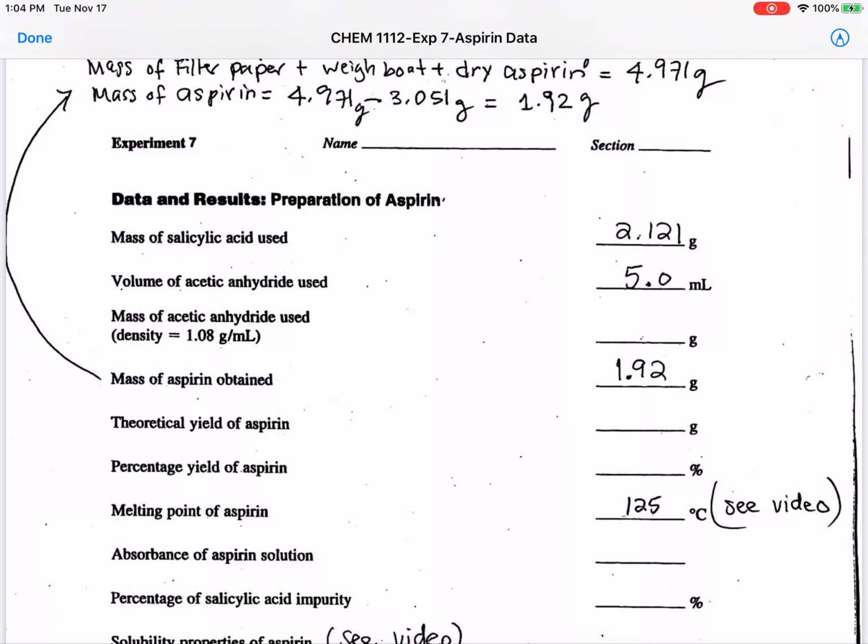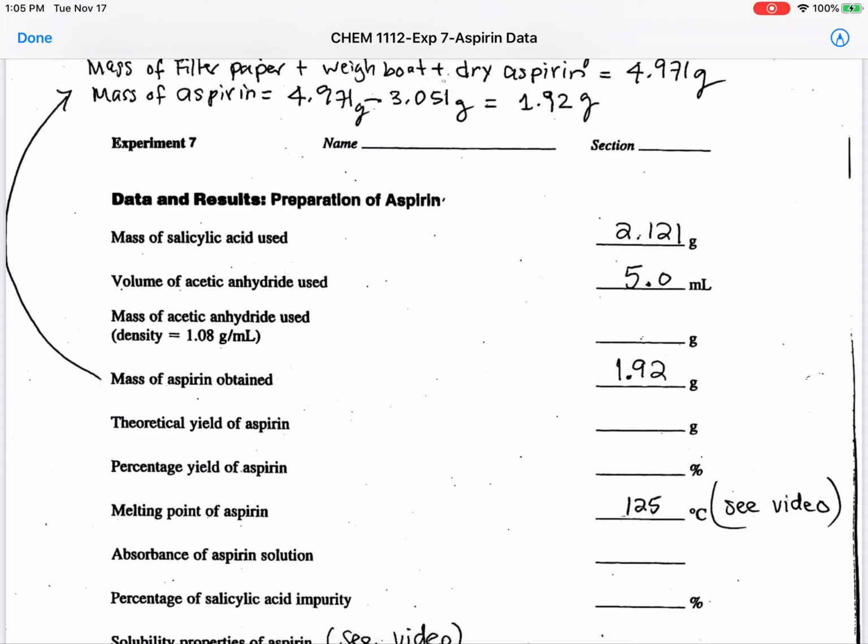So we are given the mass of the salicylic acid used. If you watch your virtual lab, you know the amount of salicylic acid used, 2.121, and acetic anhydride, 5 milliliters. Those are our reactants, and our product is aspirin. You can look up the equation: salicylic acid and acetic anhydride together make aspirin.